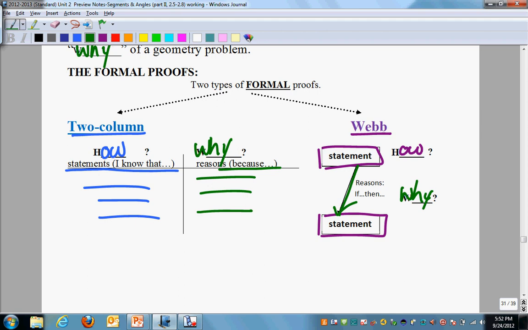Now, we're going to do just one of each. This is the first time you're really doing this. You are not expected to fully understand this first time. This is just an exposure. So bear with me.